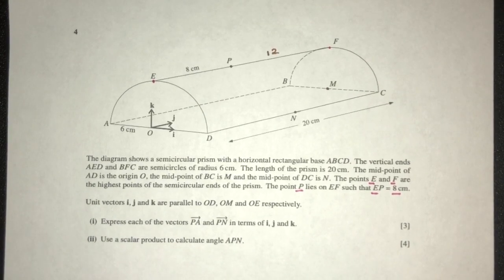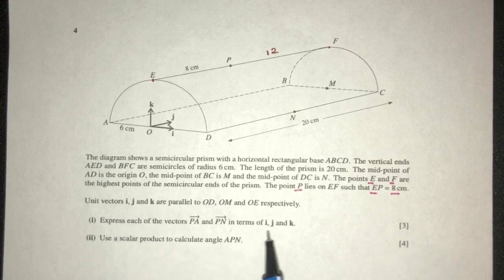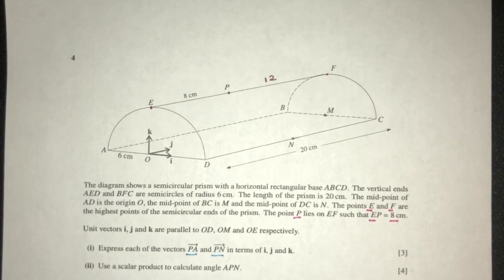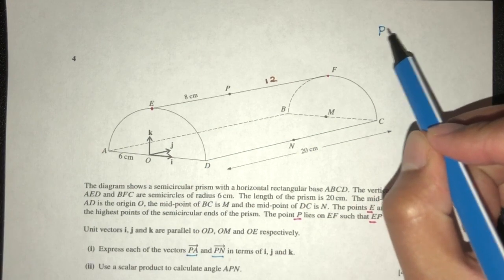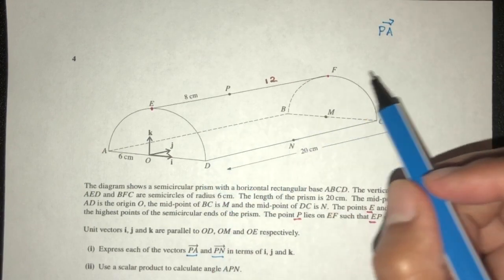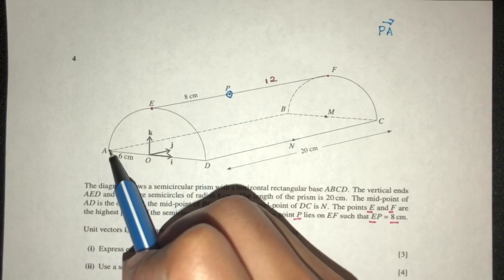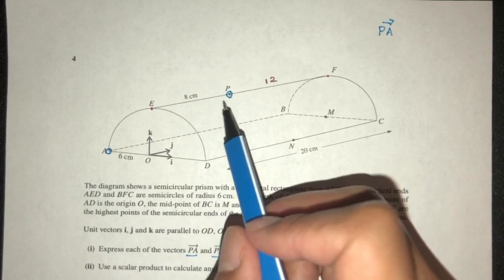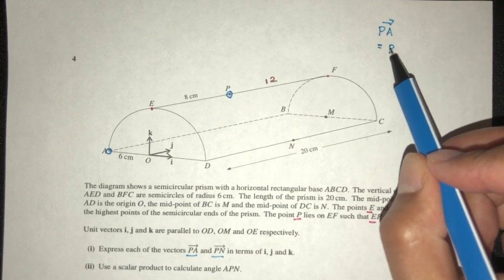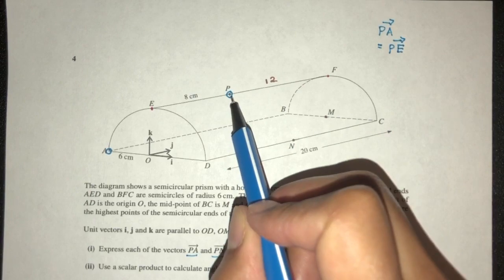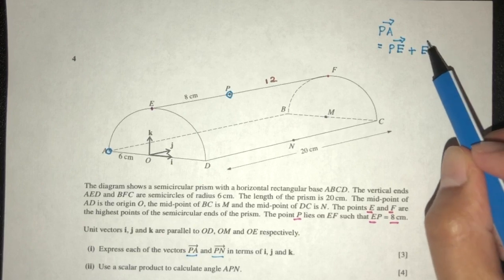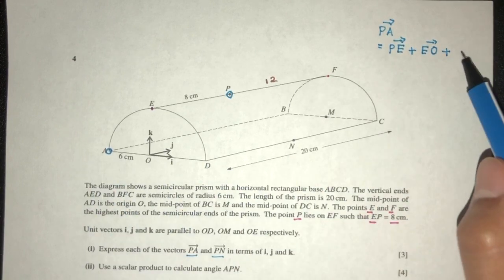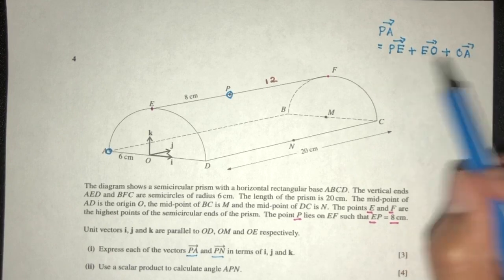Now, in terms of i, j, and k, we have to find vectors PA and PN. Let's first find PA. So finding PA means from P go to A. So let's see how we can find this. From P going to A. P is right here. We have to go to A right here. So step by step. As you can see, we first have to move from P back to E, right? P going to E. And then from E we can move down to O. And then finally from O we can go to A. That's how we can move from P to A.